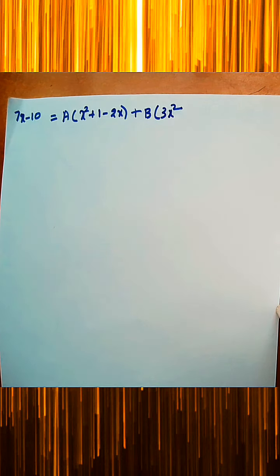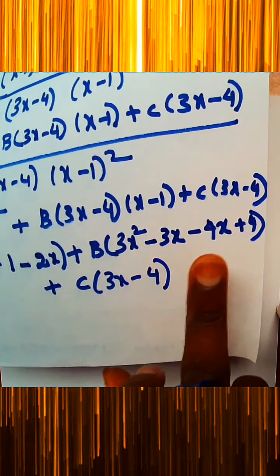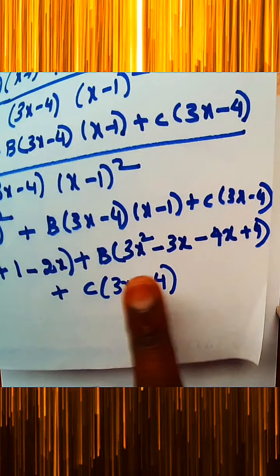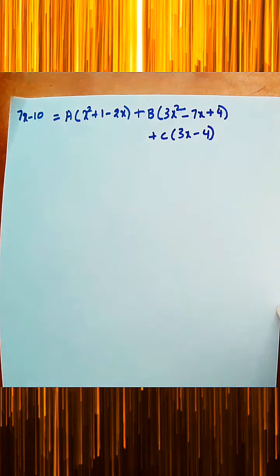plus b times 3x square. So here I'm just rewriting it. Here 3x square minus 3x minus 4x. Can we add this? Minus 3x minus 4x will give you negative 7x plus 4. So minus 7x plus 4, plus c times (3x minus 4).